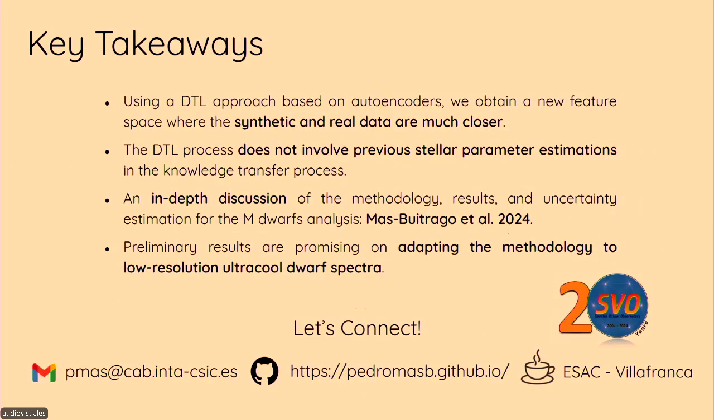And this is just to finish the takeaways that I wanted you to get. The first one is that using a deep transfer learning approach based on autoencoder neural networks, we managed to obtain a new feature space where the synthetic and real data that we use as input for the stellar parameter estimation are much closer. A very important thing, as I said, is that this deep transfer learning process does not involve previous stellar parameter estimations for the knowledge transfer process, because we just use the available spectra.